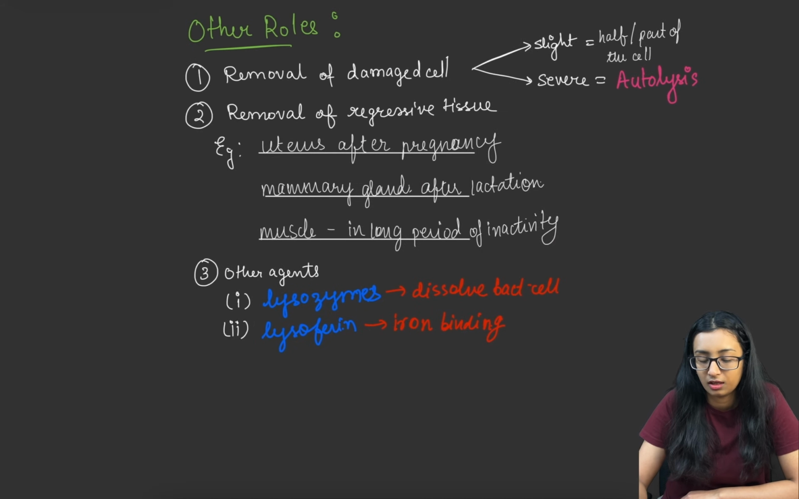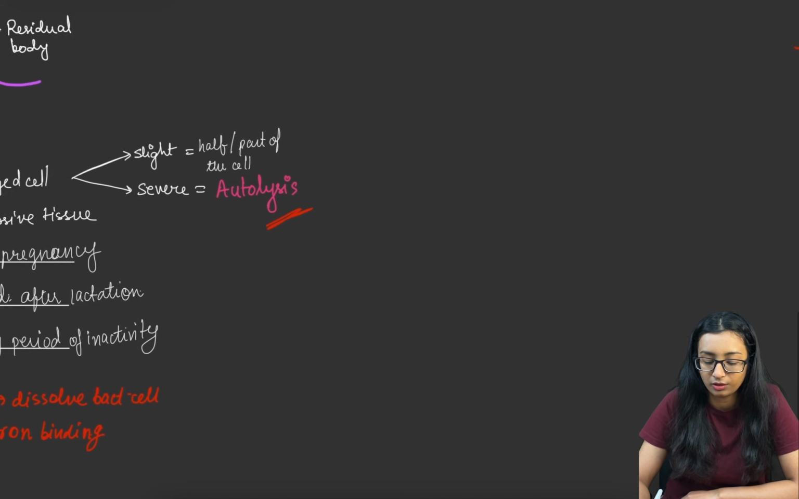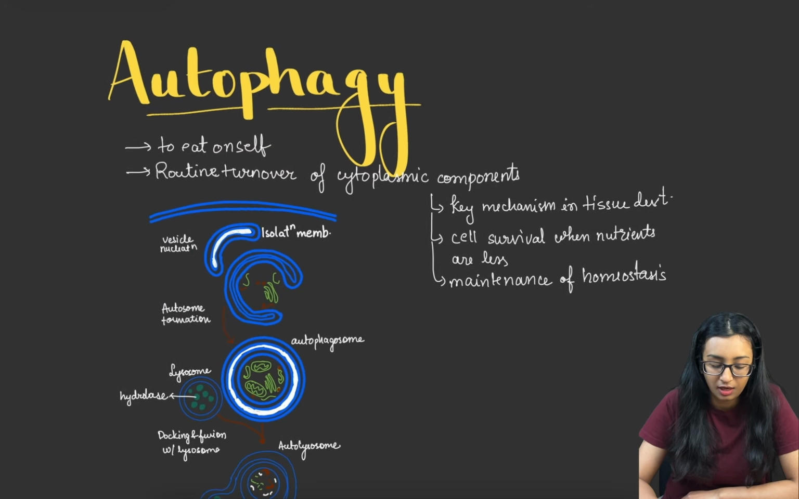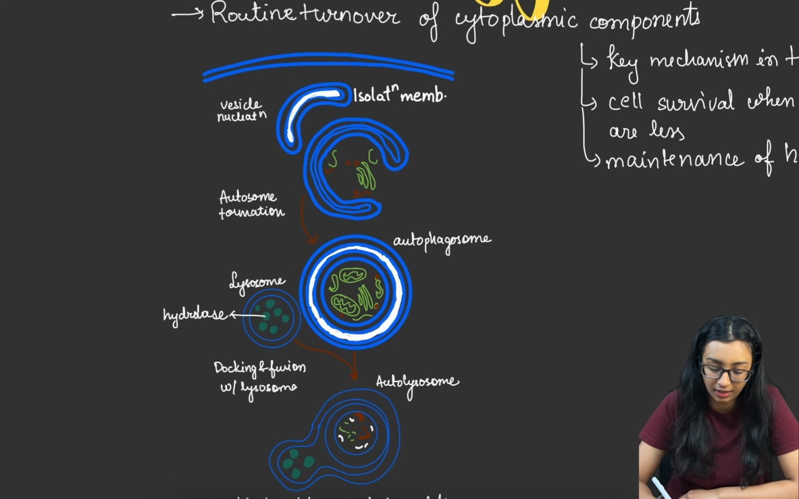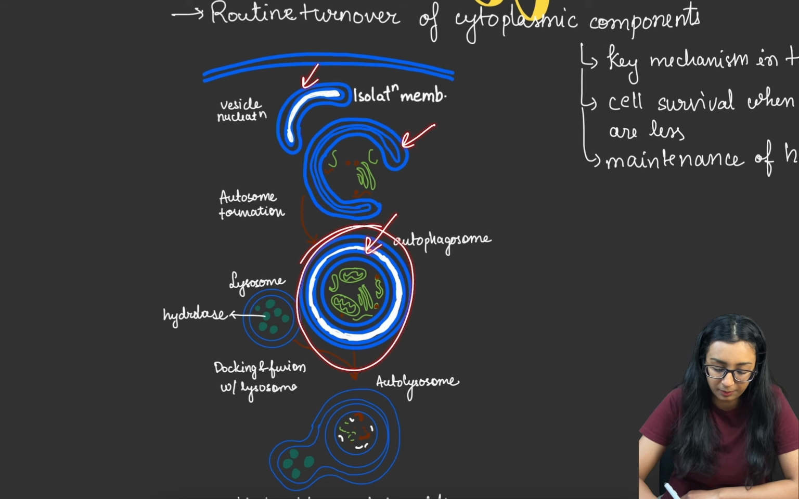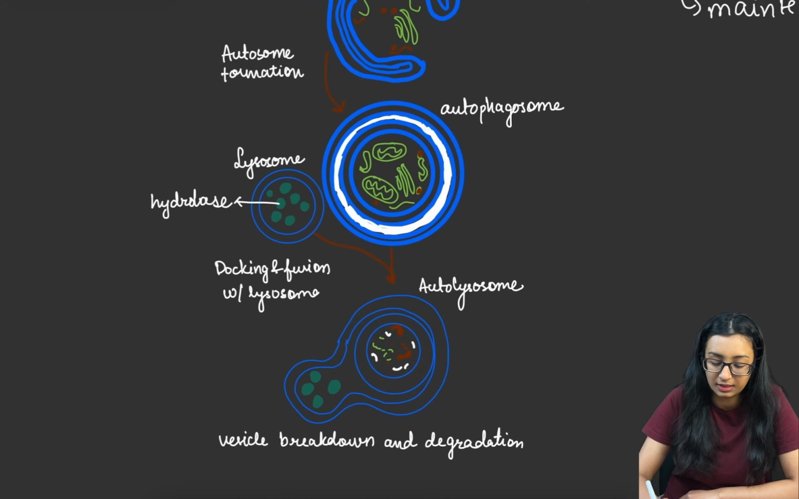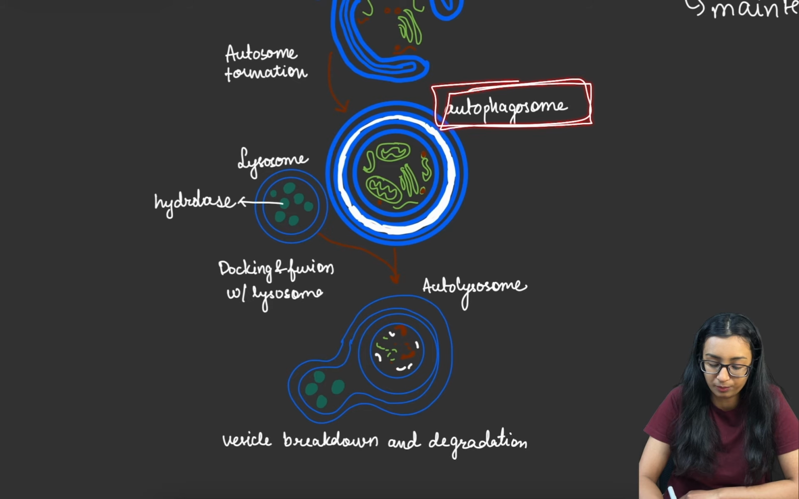Next, here we heard about the term autolysis, or autophagy. Autophagy means to eat oneself. The worn out cell comes out in the form of a double membrane. Here is the double membrane. When these are enclosed in the double membrane, they will be termed autophagosomes.